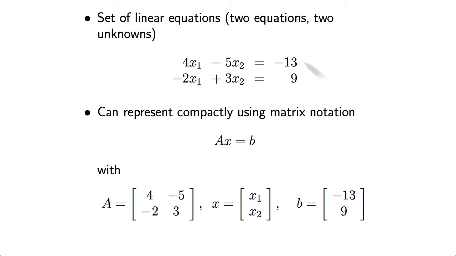Now, when you have two equations and two unknowns, it's not that hard to do these kind of manipulations by hand and just write them out explicitly. But we can represent these equations much more compactly using matrix notation. We can write these equations as AX equals B, with A and B defined as follows. The rows of the matrix A correspond to the coefficients in these equations, and the B vector corresponds to the elements on the right-hand side. The X vector is just a vector containing the two unknown elements here.